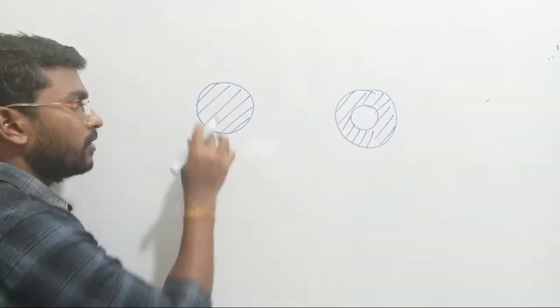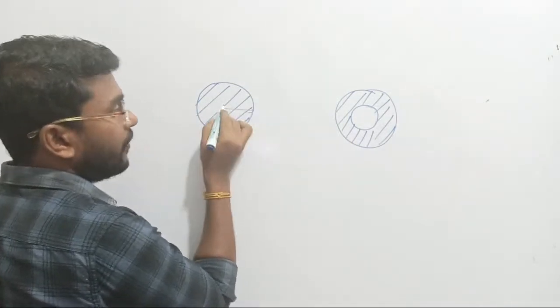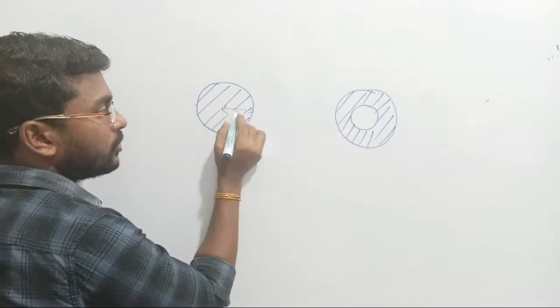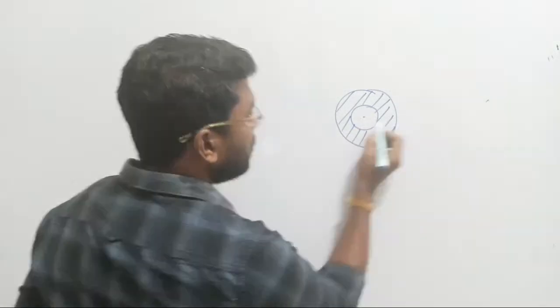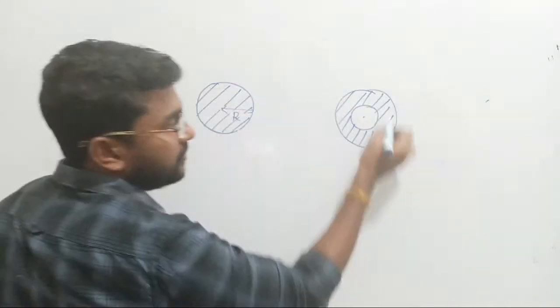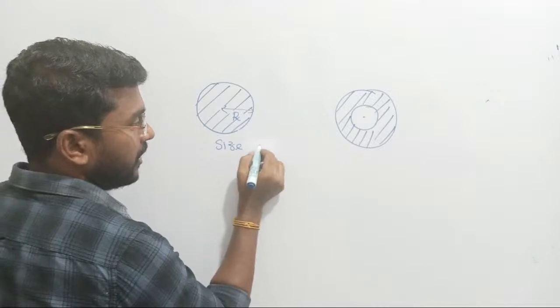Observe very simply. Here, if there is a center point, we have effectively utilized the total area. Let me call its total radius r. Now here, look at the solid one, same size. Assume both are the same size. The size of the material remains the same.